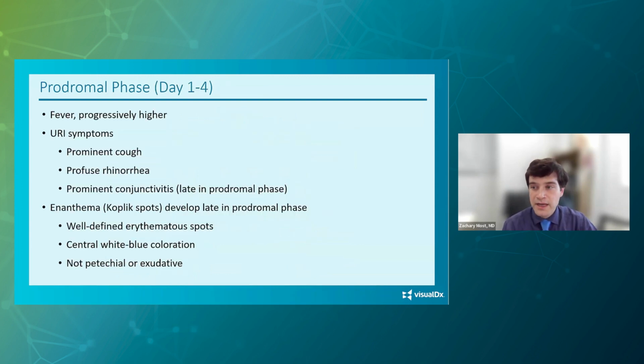The prodromal phase of measles resembles an upper respiratory infection and can look very similar to any other viral respiratory infection like RSV and influenza. And so it can be very difficult to diagnose measles at this point in the illness.